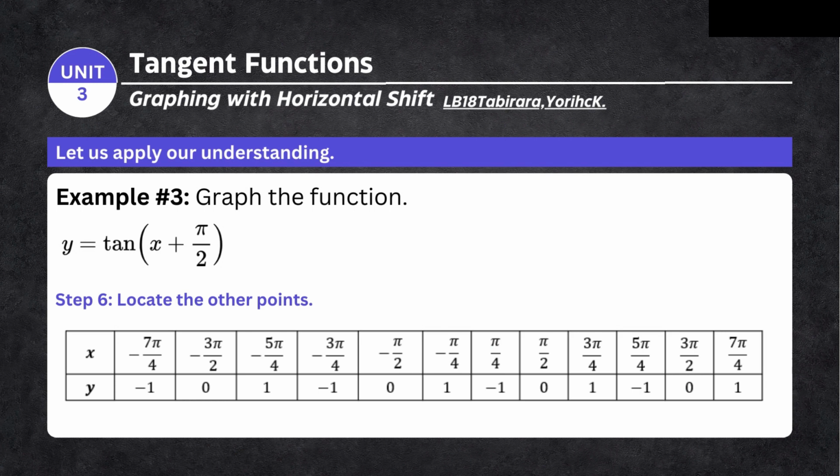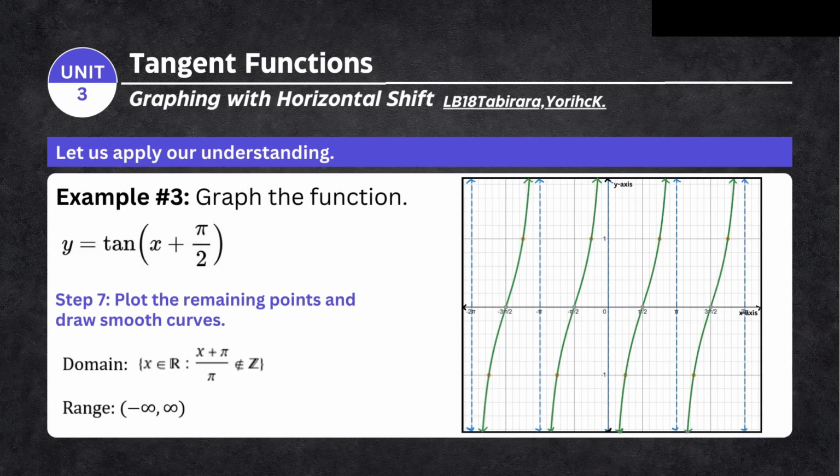Now let us locate the other points of the tangent graph. I've decided that the domain of this function would only be from negative 2 pi to 2 pi. So from that, we locate these points, their corresponding x and y values. After we got those points, we plot the remaining points and draw smooth curves on them. On the right, we get the resulting graph of the function tangent of the quantity x plus pi over 2. Also provided on the left is the information on the domain and the range of the said function.